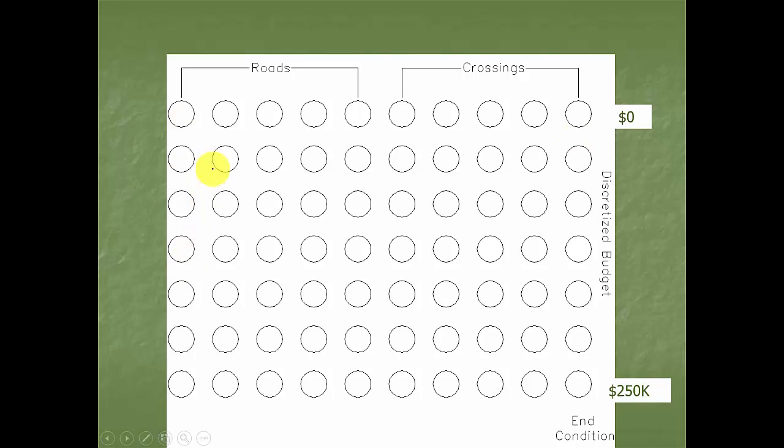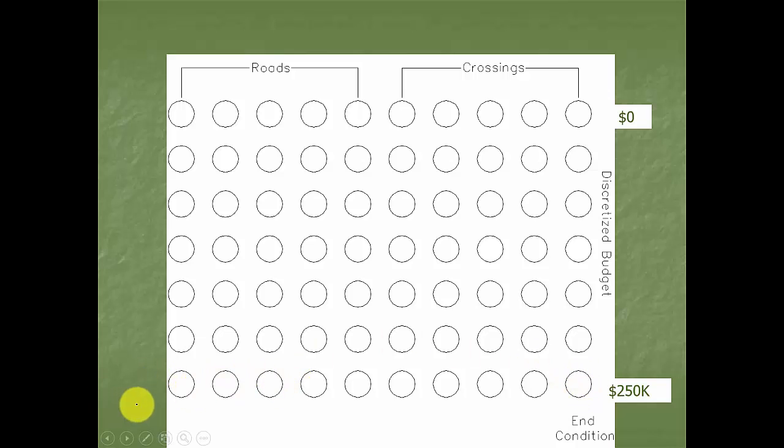Each of these columns represents a road or crossing that I'm making a decision about. And then each of these circles here represents how much of my budget I might have left. So if I'm running my problem with $250,000, this circle here represents that I'm at the last crossing and I don't have any money left. And probably the only decision I have left to make there is to do nothing. While here I'm at my last crossing and I have $250,000 left. What do I want to do? And what I would probably choose to do is do full treatment.